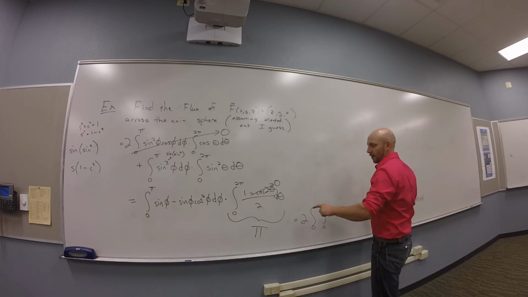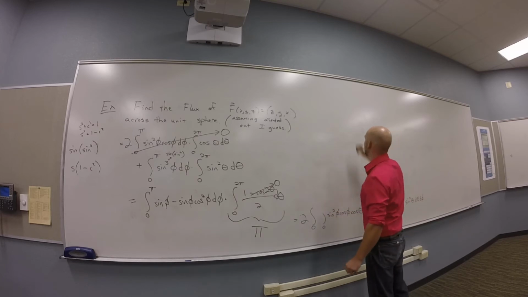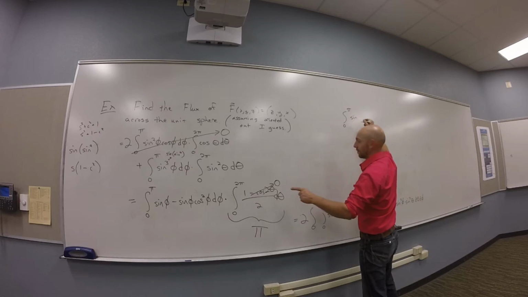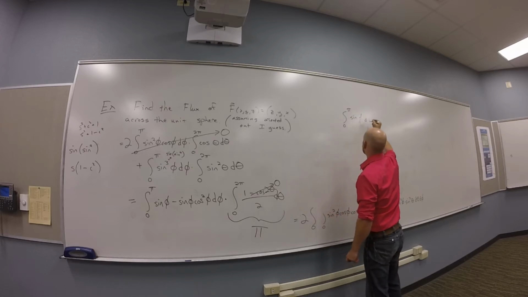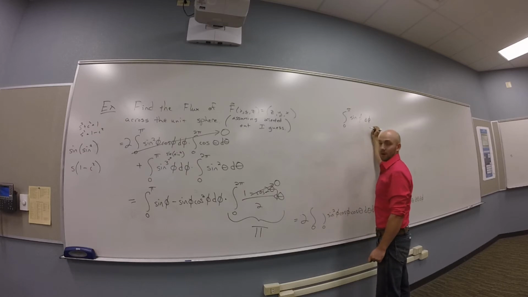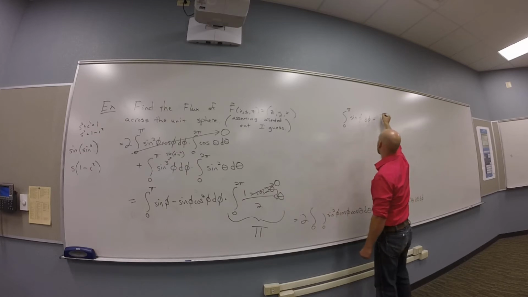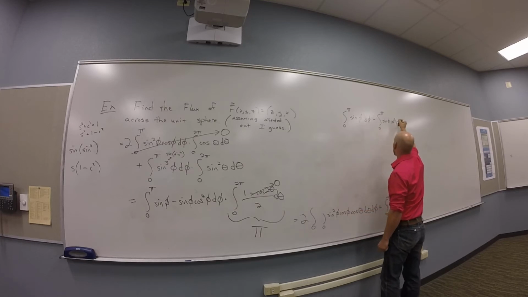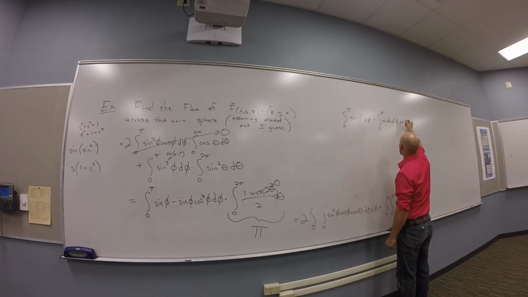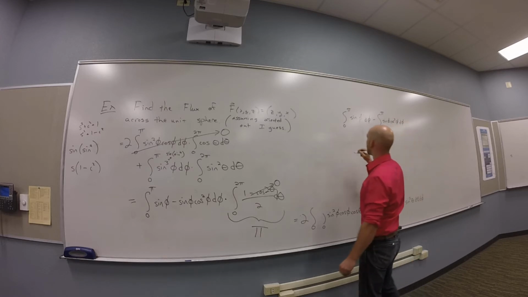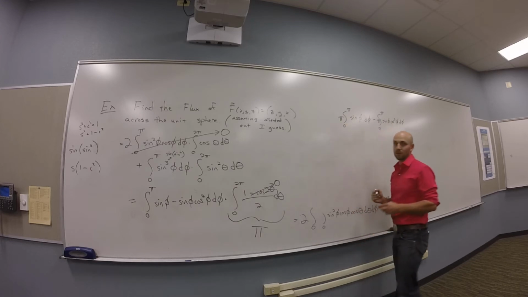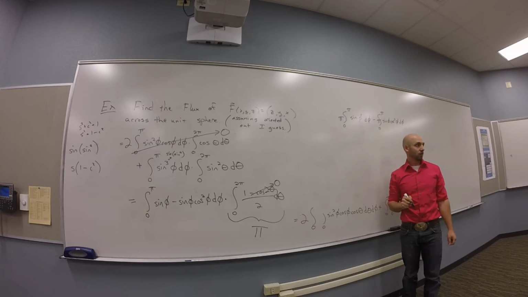Okay, so I currently have, I need the integral from 0 to pi of sine phi d phi, right? Minus the integral from 0 to pi of sine phi cosine squared phi d phi. And then I need to take all this and multiply by pi. Cool?